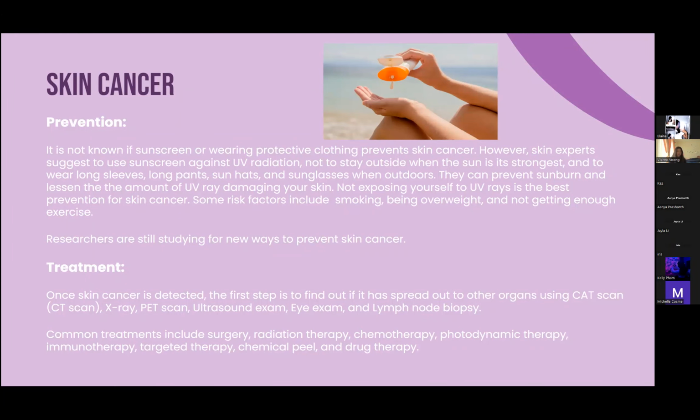Other factors are smoking, being overweight, and not getting enough exercise. There are researchers who are still figuring out more effective ways to prevent skin cancer.